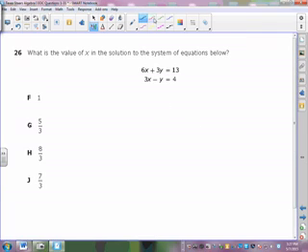They want us to solve this system. I notice here, an easy way to do this, if that was a +3, that was a -3, we could cancel the y's. So I'm going to multiply this bottom equation by 3. Leave the top equation alone.